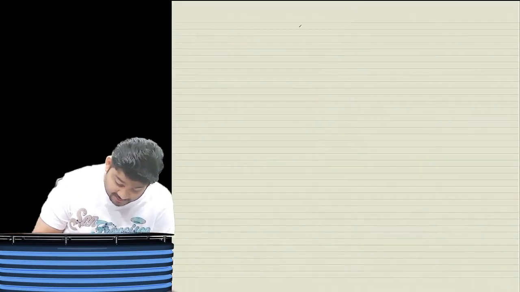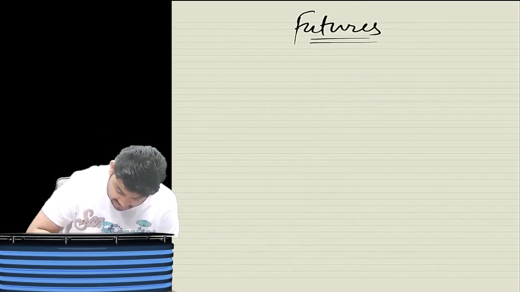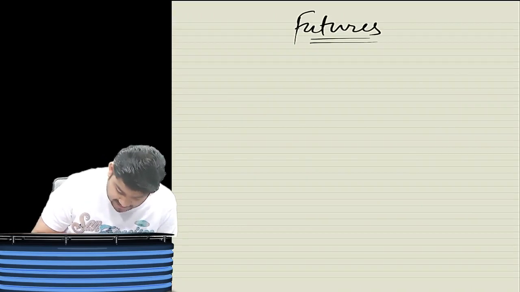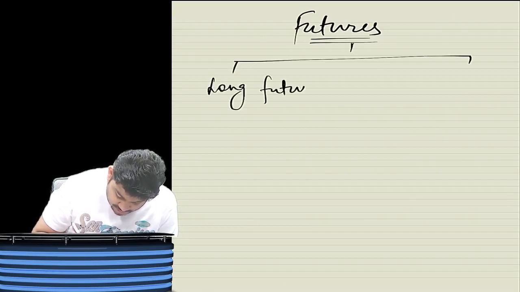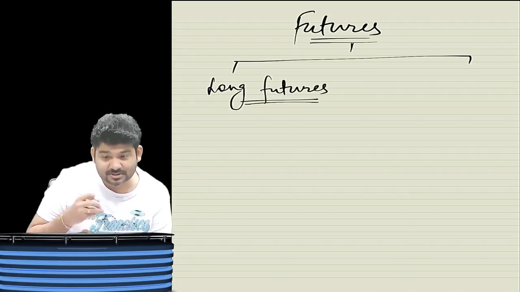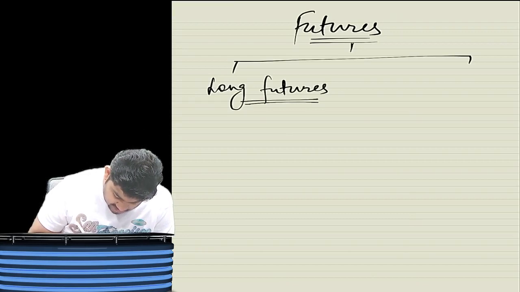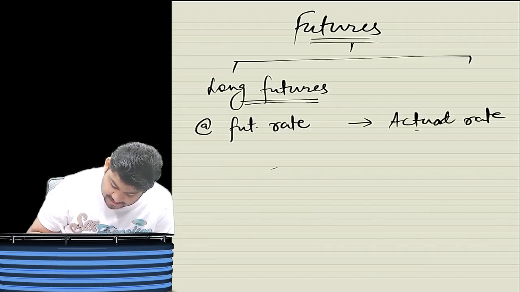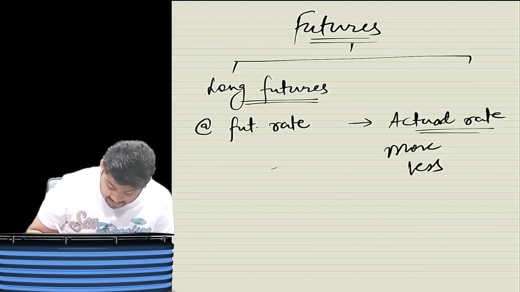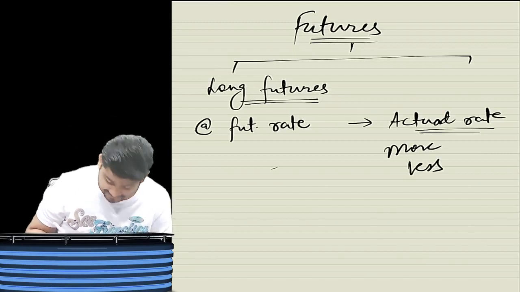So, what did we learn in futures? Suppose we long futures at a particular rate, and the actual rate turns out to be more or turns out to be less than the futures rate. What will be your profit or loss?